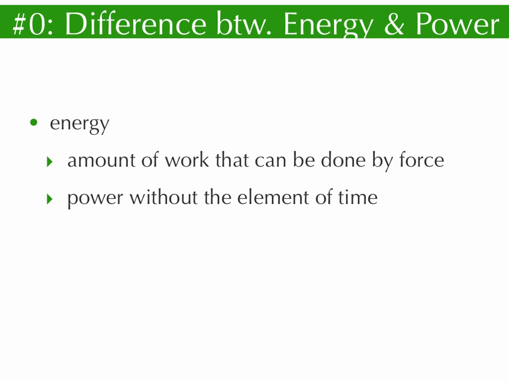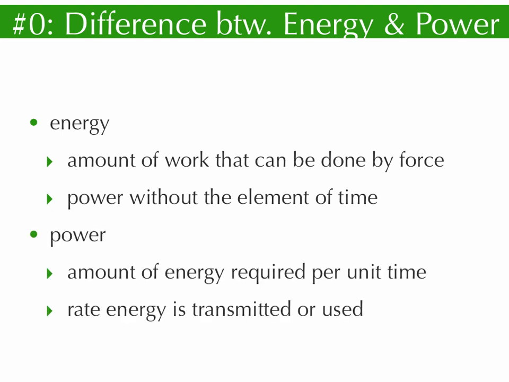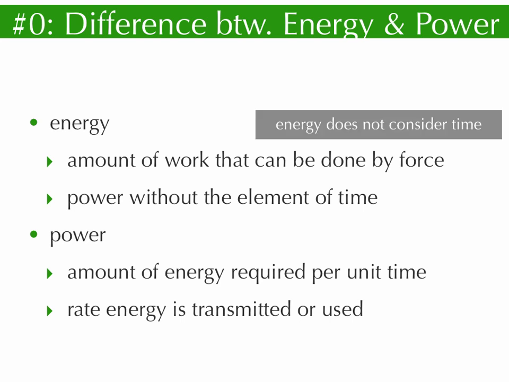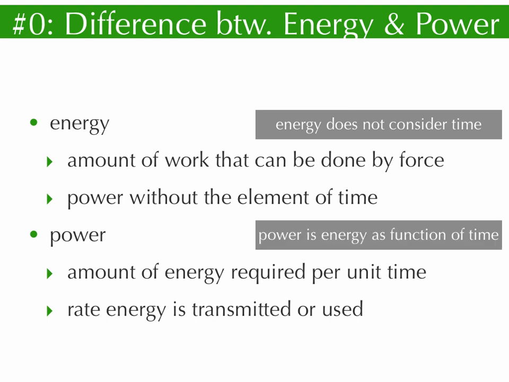Energy is simply the amount of work that can be done by a force. Put differently, it is power without the element of time. Power, on the other hand, is the amount of energy required per unit of time. That is, the rate at which energy is transmitted or used. So to summarize, energy does not consider time, while power is energy as a function of time.